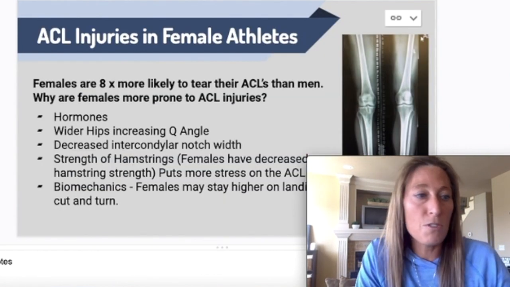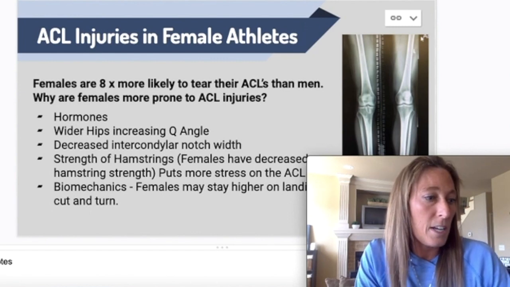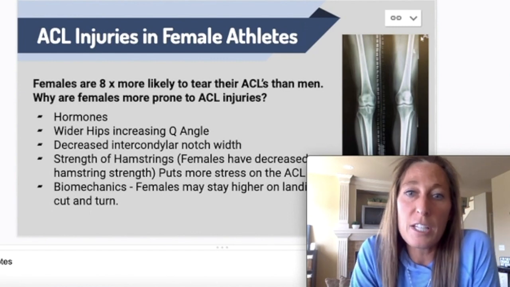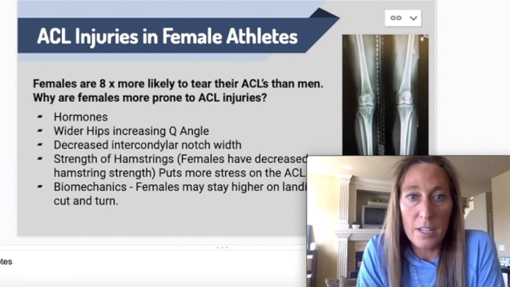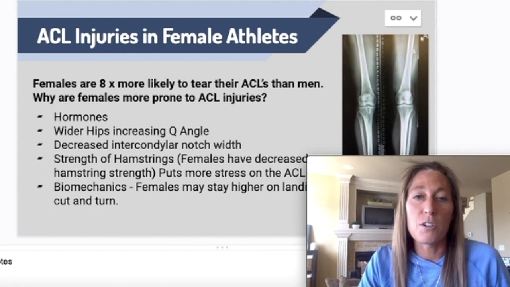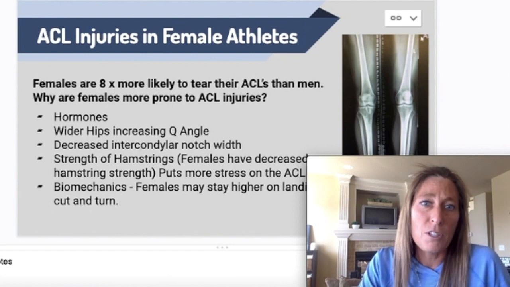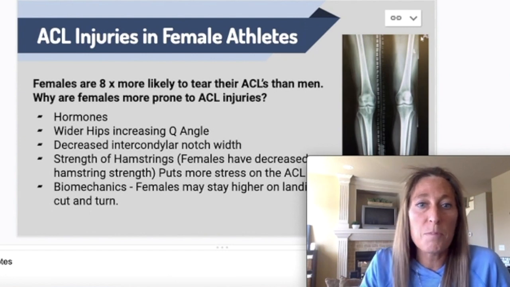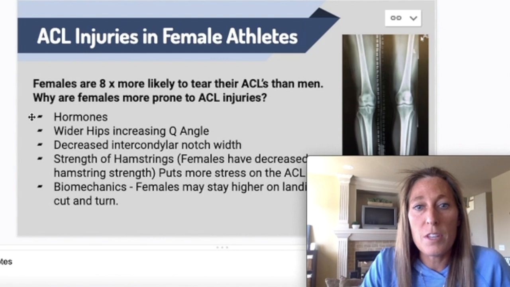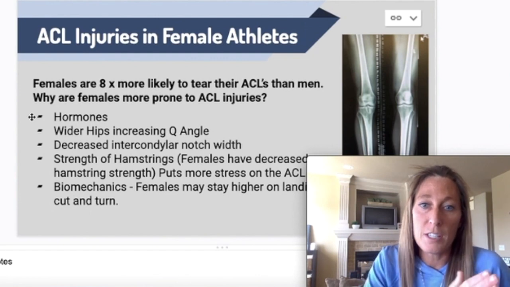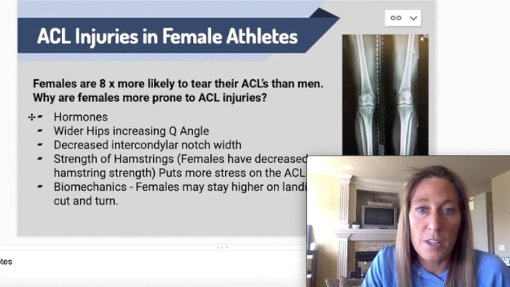Females are 8 times more likely to tear their ACLs than men. Why are females more prone to ACL tears? Well, there are some different philosophies and different theories. We really don't know for sure. Some of those things might be hormones. They have a wider hip, so they have an increased Q angle, which we'll look at in a little bit. Decreased intercondylar notch, and that's where the ACL runs through the knee joint.